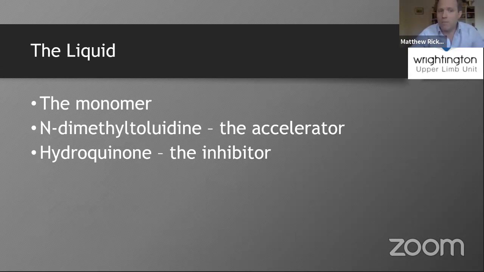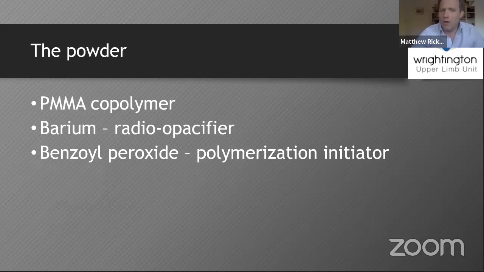The liquid contains the monomer, the accelerator, and the inhibitor. So it's important you know these elements that are in the liquid because it's asked about in the MCQ. The powder itself is made up of the PMMA copolymer, barium, which is commonly added to give you a radio-opaque view on the X-ray. So when you see it, it looks radio-opaque, and that's the addition of barium. Benzoyl peroxide is your polymerization initiator. The other factors that are added as well are antibiotics, which are commonly added to them, and chlorophyll in some cases to give you a green appearance.